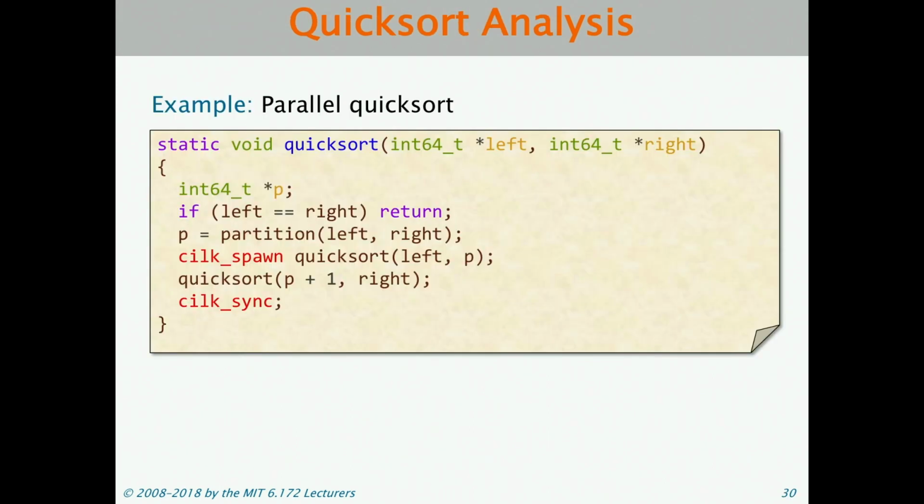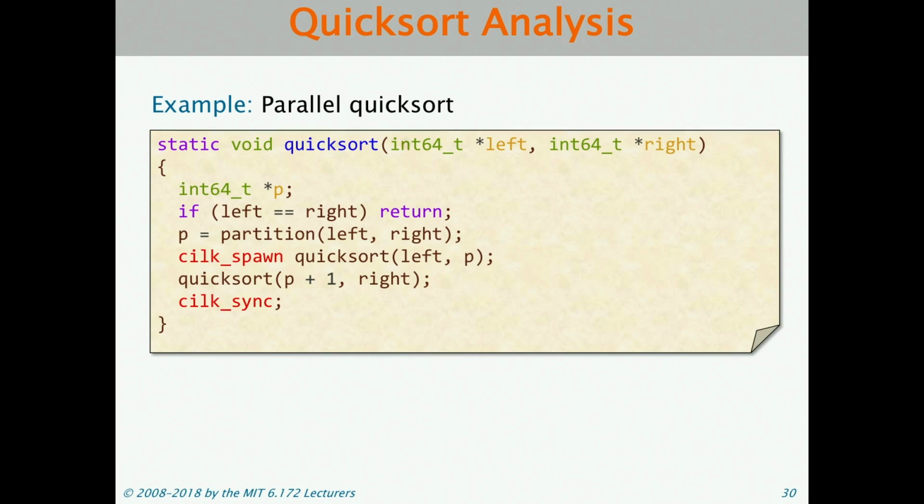So let's try to analyze the parallelism of Quicksort. Here we're using a parallel Quicksort algorithm. The function Quicksort takes 2 inputs. These are 2 pointers. Left points to the beginning of the array that we want to sort. Right points to one element after the end of the array.